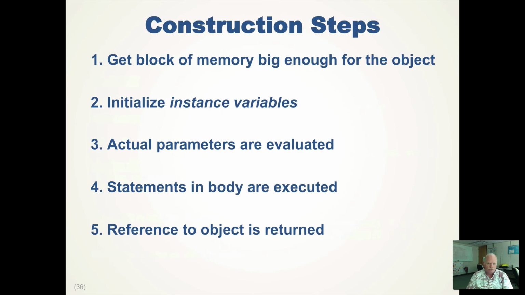So what are the steps in construction? The first step is the JVM finds enough space for the object out on the heap. It then initializes any instance variables. It then sets the actual parameters for the constructor, if any. So in the PairOfDice, int val1 and int val2, it actually will go get the value, it sets those parameters. It then executes the statements of the constructor, which would assign die1 to val1 and die2 to val2. And then it returns a reference to the object to the variable on the left-hand side of the assignment operator.